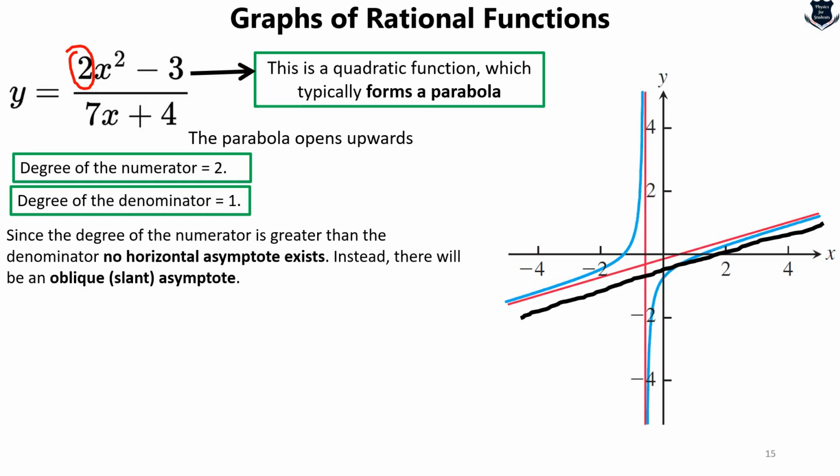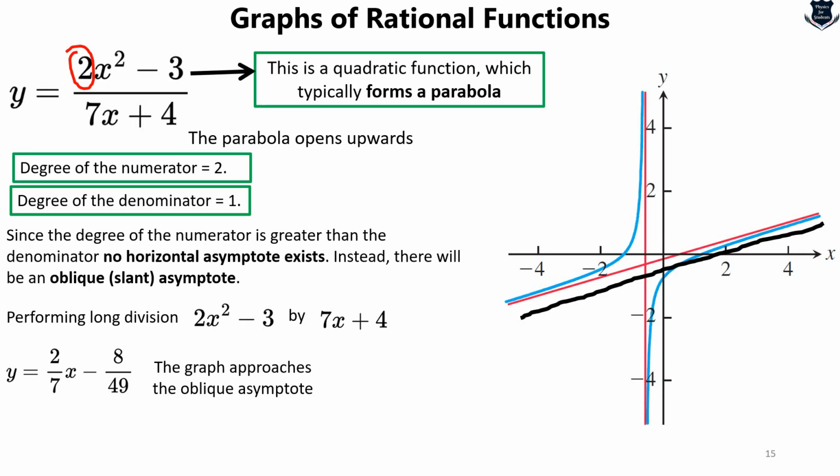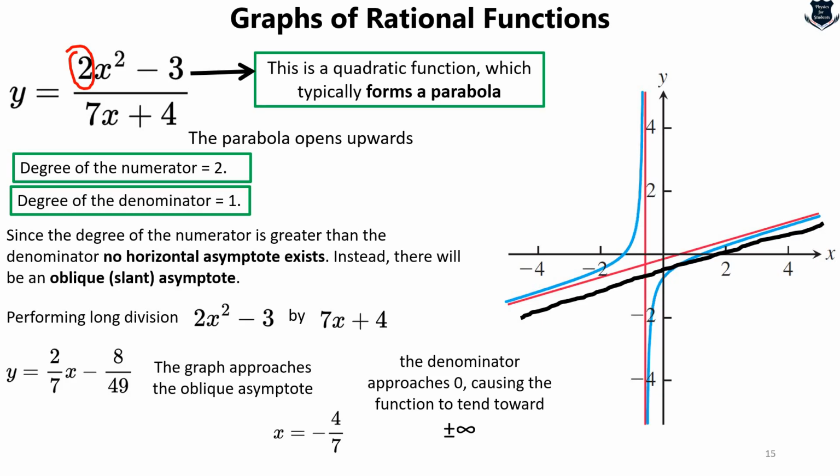So if I now want to calculate, for example, if I perform a long division of 2x squared minus 3 by 7x plus 4, then what we get is this kind of a graph where you can see that the graph approaches the oblique asymptote. And near x equals minus 4 upon 7, the denominator approaches 0, which causes the function to tend towards plus or minus infinity depending on which direction you approach from. So here again, as x approaches this, y approaches this, and as x approaches this, y approaches negative infinity.